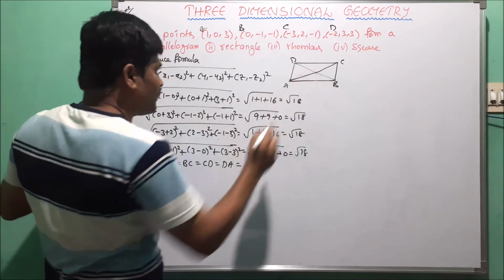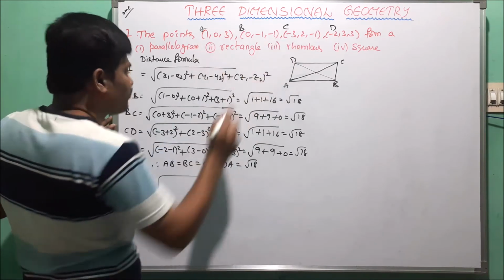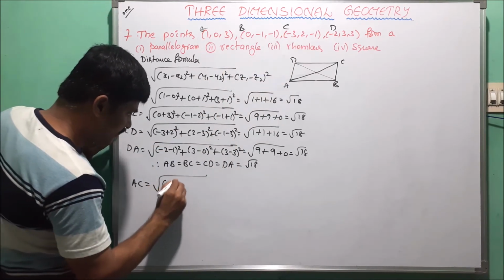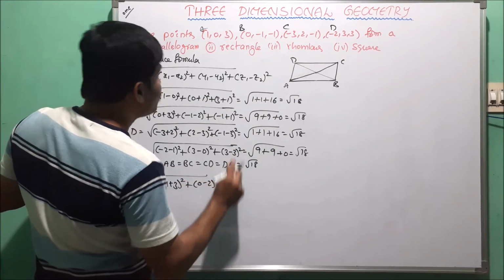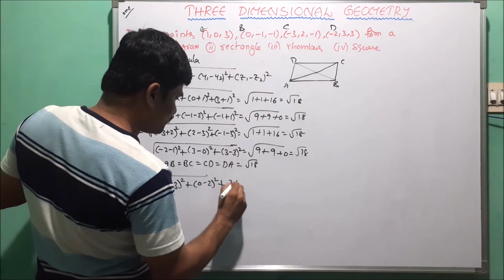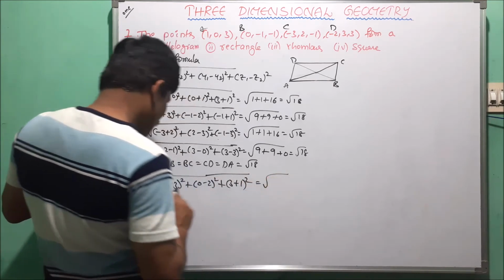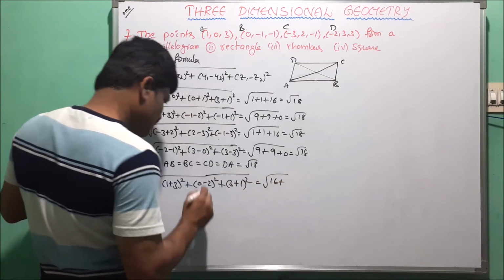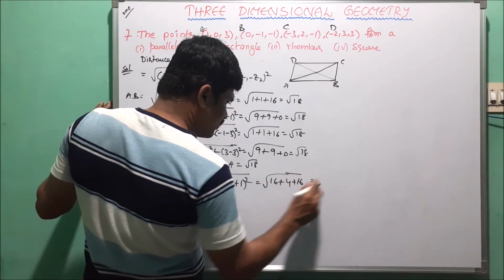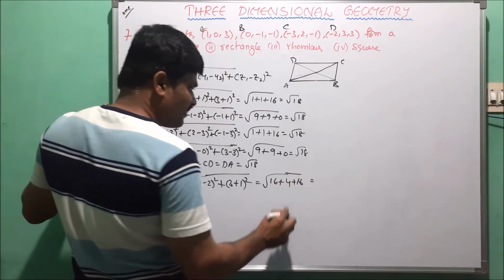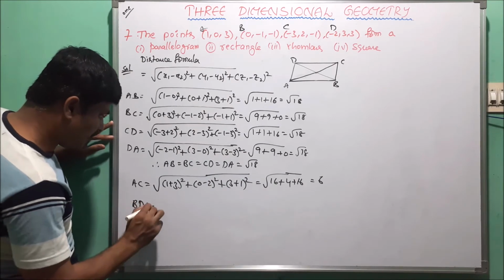Similarly we check diagonals. We take AC. So AC means 1 minus of 3 plus 3 whole square, 0 minus 2 whole square, 3 plus 1 whole square. Now here we have to observe, we write 4 square means 16. This is 4 minus 2 square means 4. This is also 16. So 32 plus 4, 36. Square root of 36 means 6.